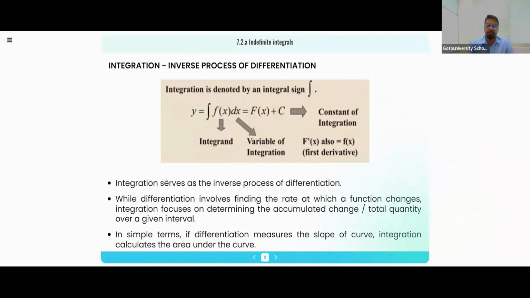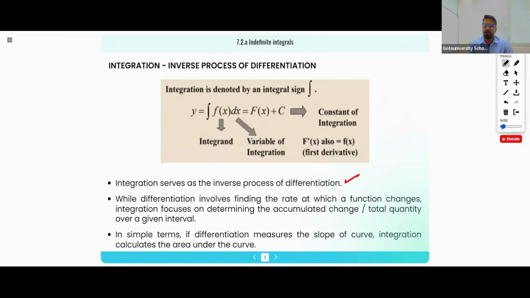Let me read the statements first. Integration serves as an inverse process of differentiation. As I told you repeatedly, integration is nothing but the inverse process of differentiation. While differentiation involves finding the rate at which a function changes, integration focuses on determining the accumulated change, a total quantity over a given interval.